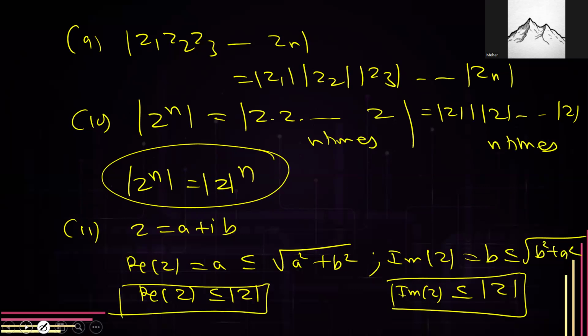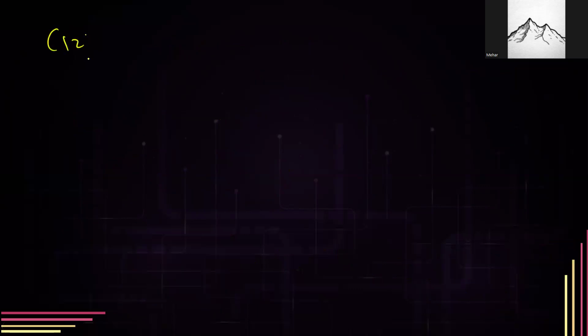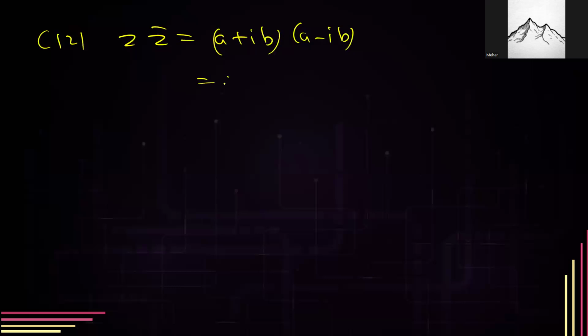Then coming to the 12th property. Whenever you have modulus of Z1 plus Z2 whole square, how to expand this? Before we do this, you need another property. I'll write that first. Whenever you multiply Z and Z bar, that is a plus ib multiplied with the conjugate a minus ib, this will give us a square minus i square b square. Now writing i square as minus 1, it would reduce to a square plus b square.